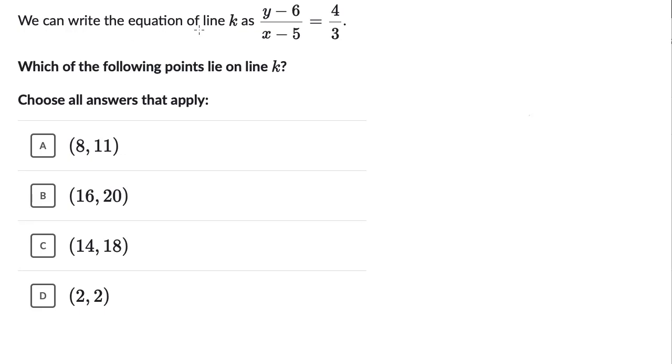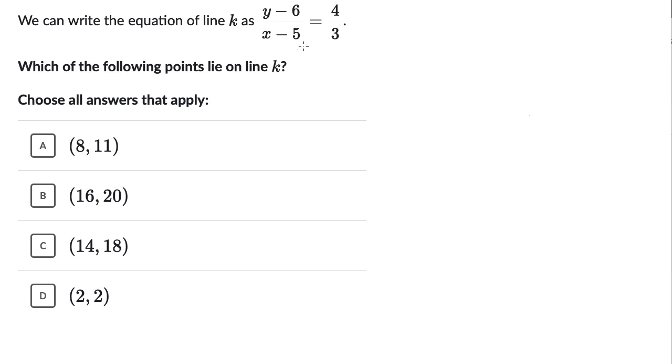We can write the equation of line k as (y - 6)/(x - 5) = 4/3. Which of the following points lie on line k? Choose all answers that apply. So pause this video, have a go at this before we do this together.